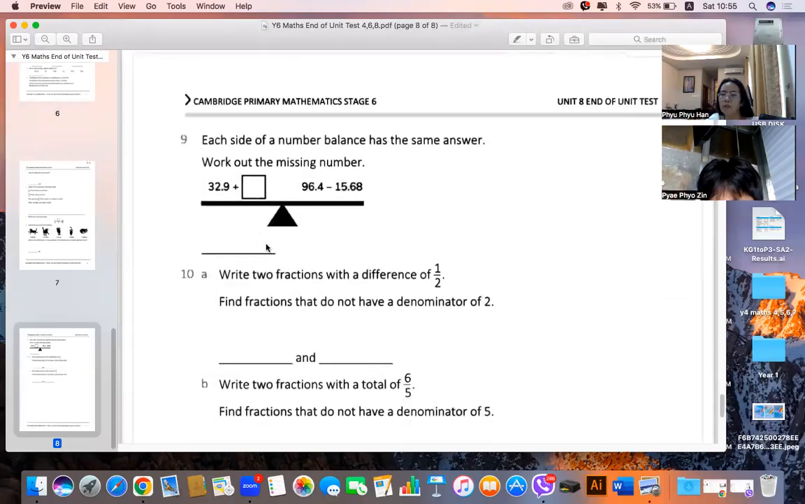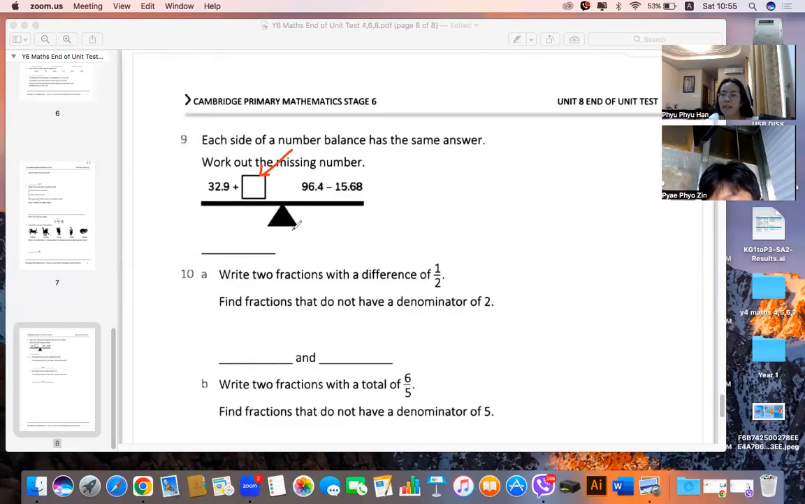And for this one also, if they ask for this number and they say the balance, the weight is the same, so you add the total, you subtract this number and you will get this. You will get this. This one you understand the concept, right?